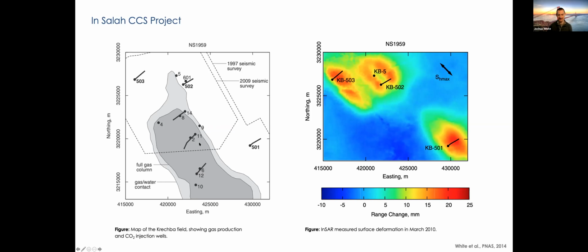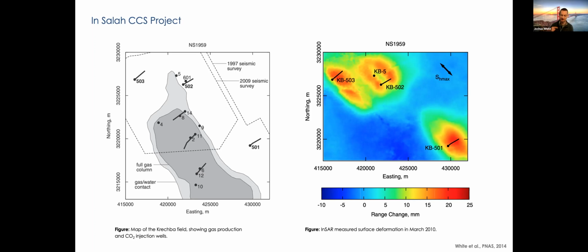At In Salah, it's a gas field. So these wells were producing natural gas, but that natural gas had a very high CO2 content. And so they would remove the CO2 and re-inject it into the reservoir, into what we call the water limbs of the reservoir, through these wells 503, 502, and 501. And in doing so, they built up pressure in the reservoir.